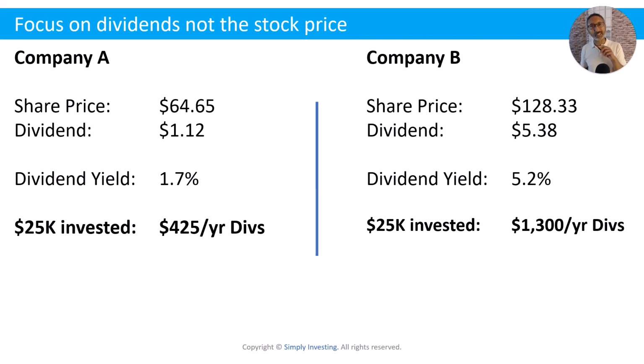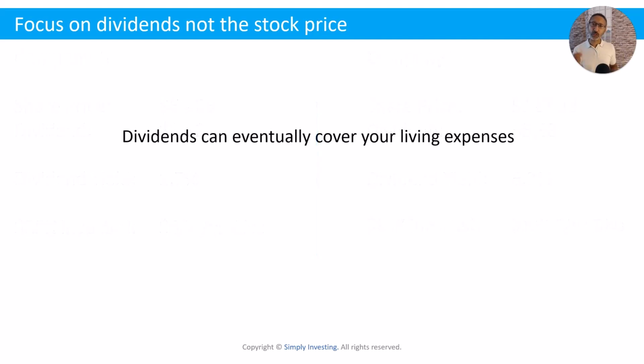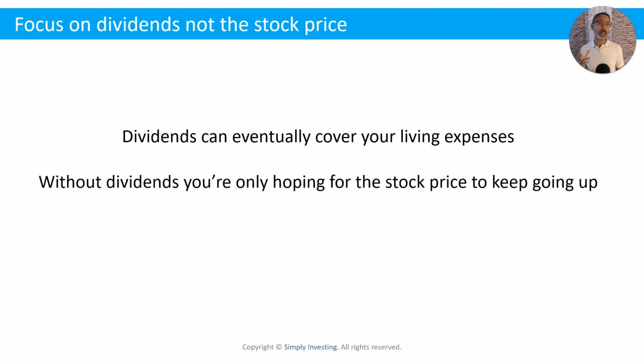Because remember, the dividend is paid based on the number of shares you own and on what the dividend is going to be. So even though the shares of Company B cost more, the dividend is higher and the dividend yield is much higher. Okay, so keep in mind, dividends can eventually cover your living expenses, because without dividends you're only hoping for the stock price to keep going up. And there are stocks today that don't pay any dividends.